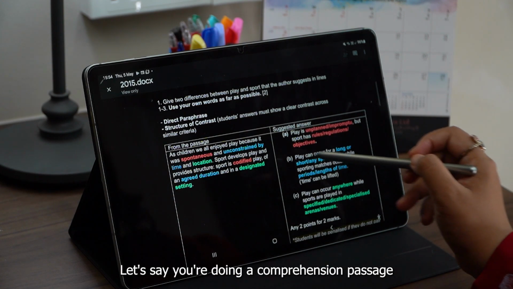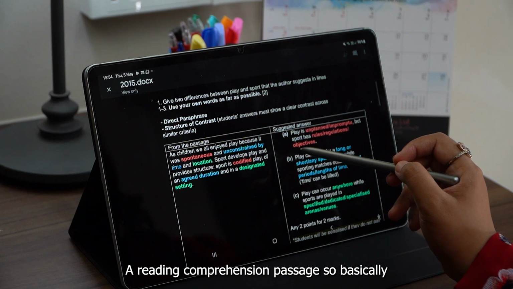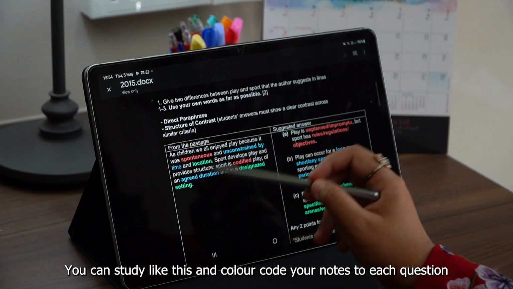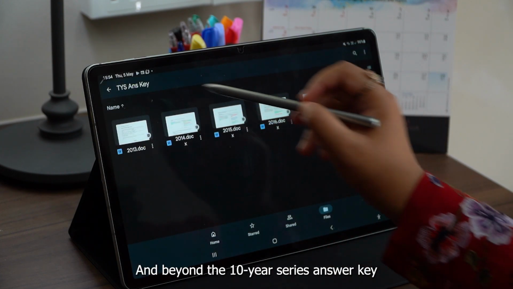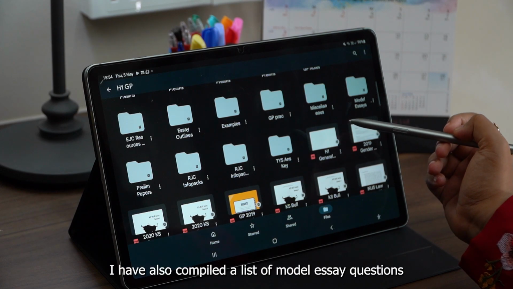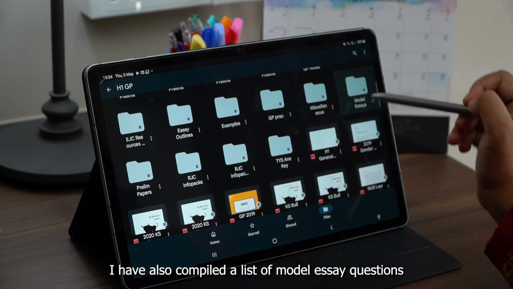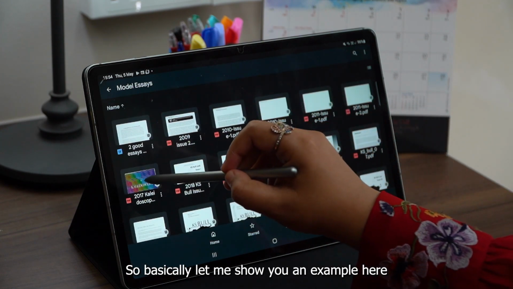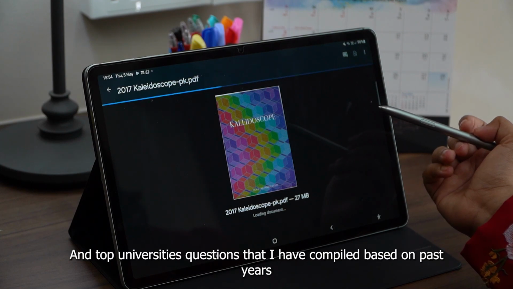All right, let's say you're doing a comprehension passage, a reading comprehension passage. So basically you can study like this and color code your notes for each question. And beyond the 10-year series answer key, I have also compiled a list of model essay questions. So basically, let me show you an example here. These are by top schools, top university questions that I've compiled based on past years.